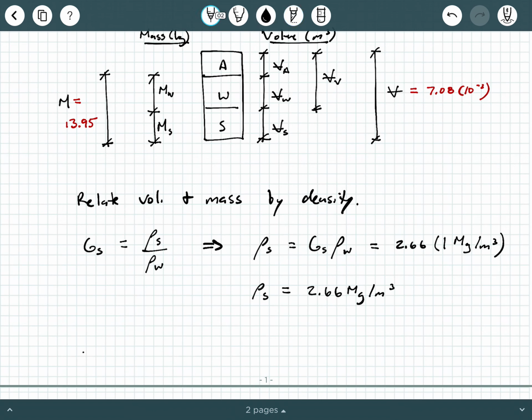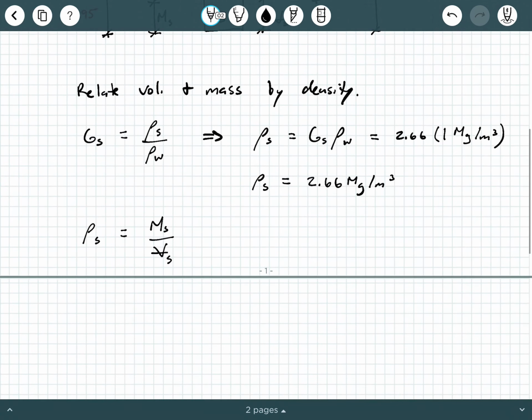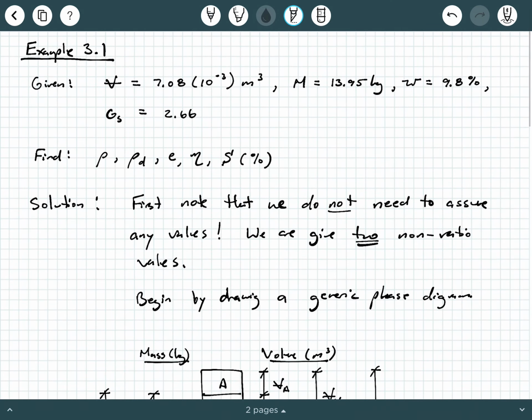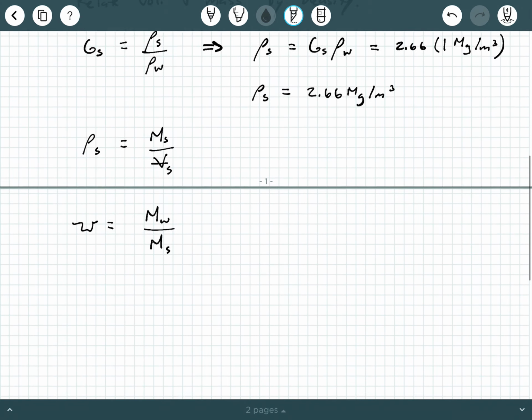So here's what we're going to establish. The density of soil solids is mass of soil solids divided by volume of soil solids, right? So we're going to kind of keep this in our back pocket, all right? What about moisture content? We also know the definition of moisture content is mass of water divided by mass of soil solids, okay? Now, do we know moisture content? Yeah, absolutely. We were given moisture content is 9.8%, okay?